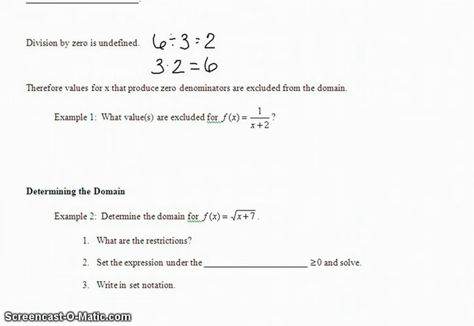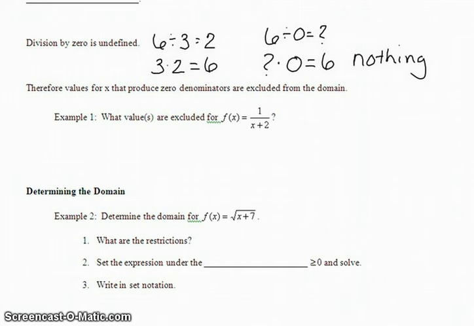Let's look at an example where we're dividing by 0. 6 divided by 0 is what? Well, let's look at that related multiplication problem. What times 0 will give me a product of 6? And the answer to that is nothing. That's why division by 0 is undefined. We cannot find a number that, when multiplied by 0, will give us any number but 0. So division by 0 is undefined.